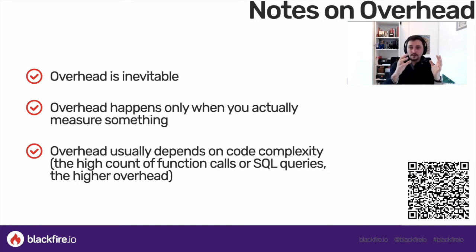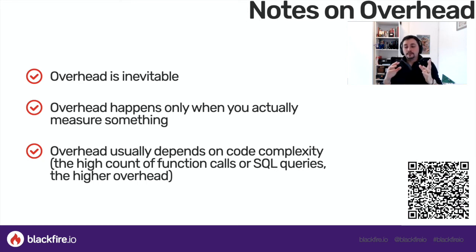Now, what's important, of course, also is that the overhead should happen only when you actually measure something. And this is exactly what we worked on with Blackfire. You can install Blackfire on a production server and have no overhead at all, as long as you don't specifically say, I want to profile this part of the code. And only for that very single request that you will trigger for profiling purposes, you will have the Blackfire overhead. So it will actually never impact end users.